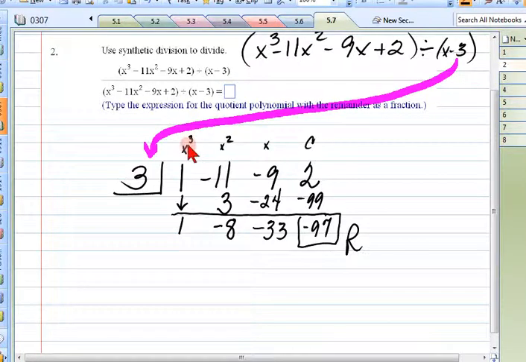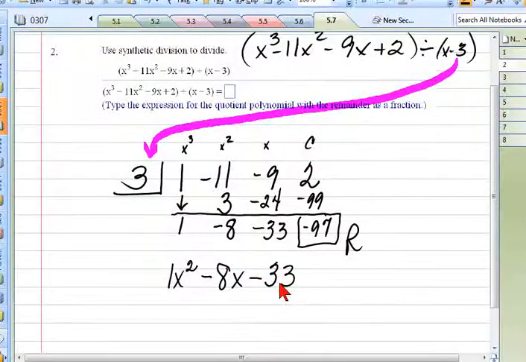If this problem started as an x to the third, what will its answer start as? X squared. This is 1x squared minus 8x minus 33. I'm not quite finished because I have a remainder. You notice how I went from a square to the plain x to the constant. You drop down 1 power each time. Now, because the remainder is negative, I'll put minus. I'll put 97 over. It needs to be the original divisor, x minus 3. Done.